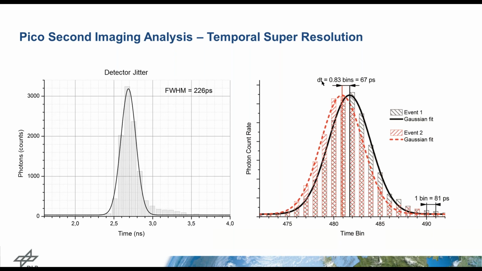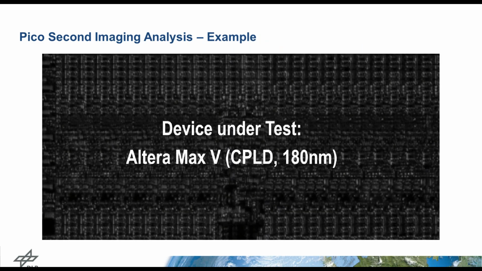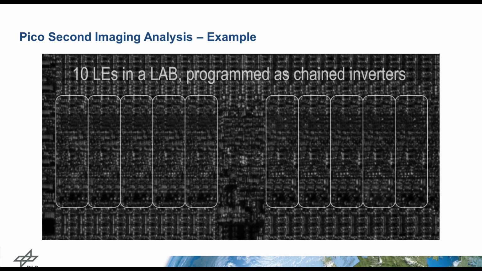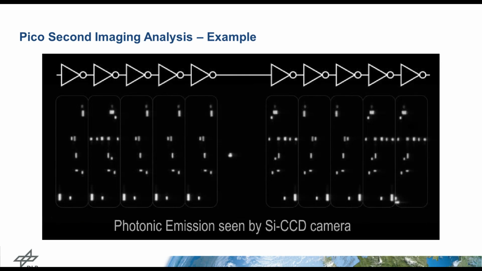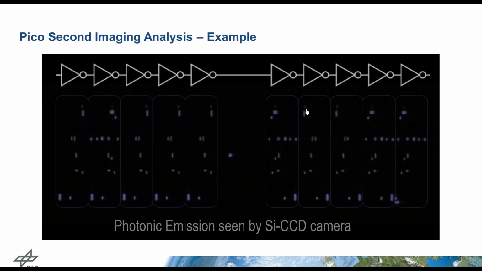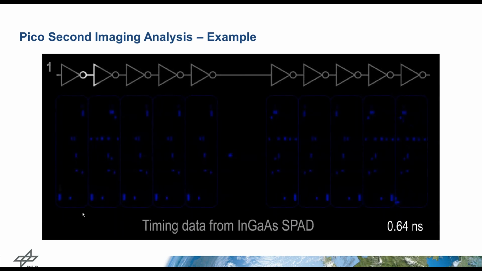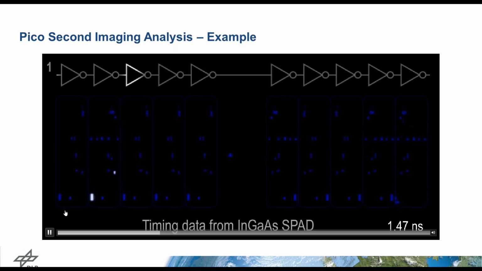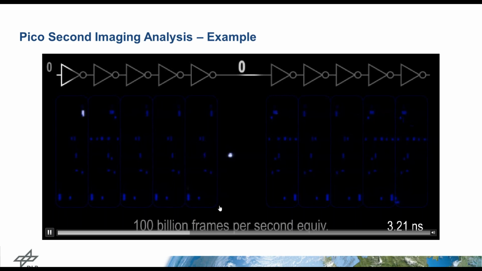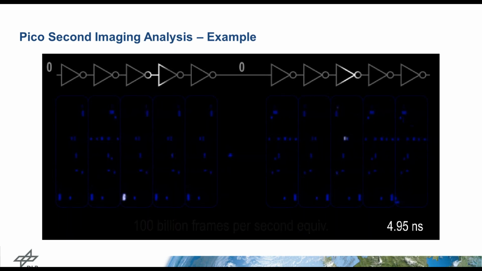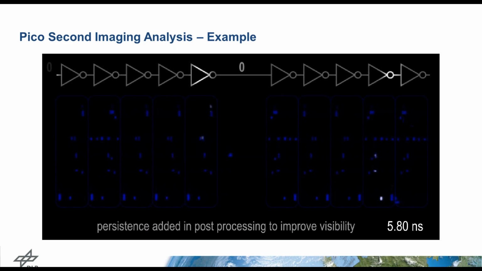To show that this really is possible and what you can do with this, we created a video of an inverter chain. I hope the frame rate is okay for you. You see here in a CPLD, we programmed an inverter chain of 10 elements, as you can see on the top here. This is the single logical element where the logic happens. And what you can see is the photon emission that happens during the operation. And you can see that the signal travels from the left to the right.